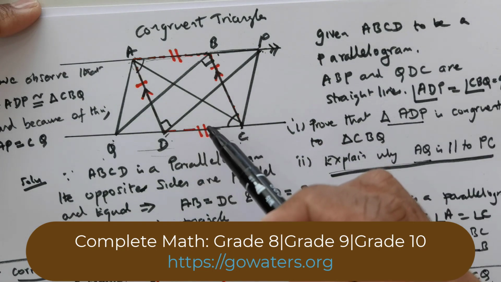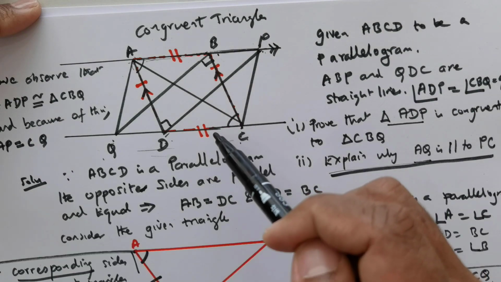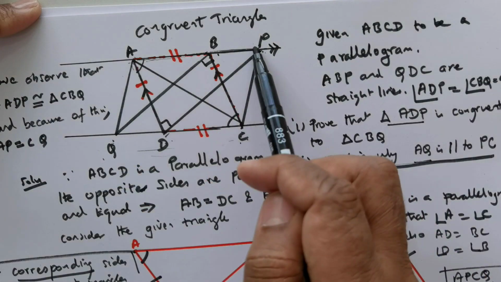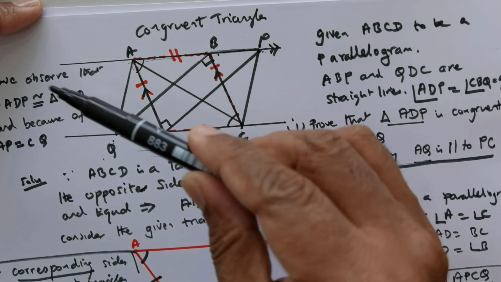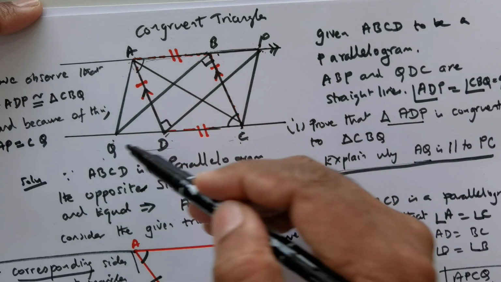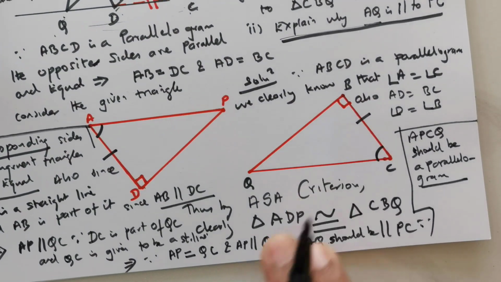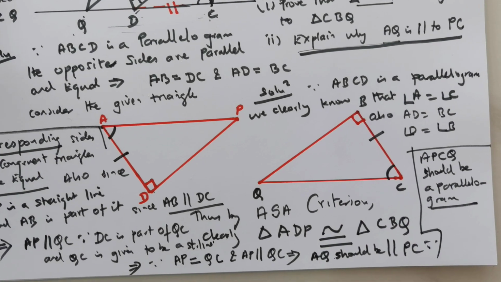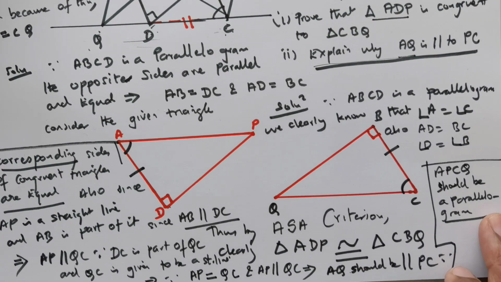Now opposite sides being equal and parallel is only possible if it is a parallelogram. So this means APCQ is a parallelogram, which eventually means AQ should be parallel to PC. So that is the rationale I have used to justify. Of course, I have written a little bit more for providing understanding.